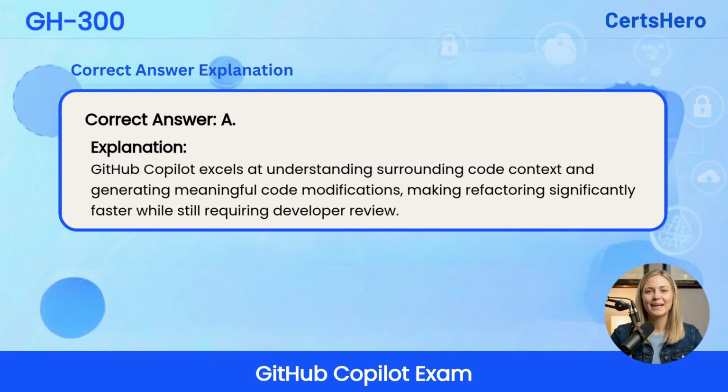Correct answer, A. Explanation. GitHub Copilot excels at understanding surrounding code context and generating meaningful code modifications, making refactoring significantly faster while still requiring developer review.